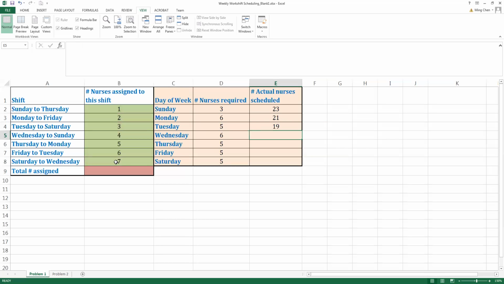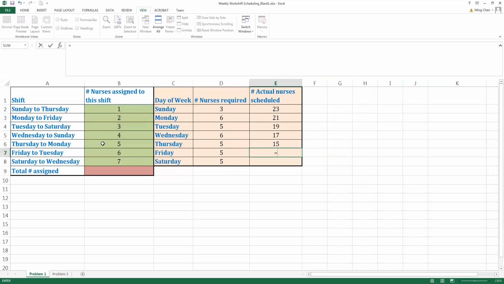Similarly, we can do this for Wednesday, Thursday, Friday, and Saturday. So I'll go over this quickly. For Wednesday, who's working on Wednesday? Sunday to Thursday, plus Monday to Friday, plus Tuesday to Saturday, plus Wednesday to Sunday, and plus Saturday to Wednesday. So these are the people who will be working on Wednesday. What about Thursday? Thursday will be Sunday to Thursday, plus Monday to Friday, plus Tuesday to Saturday, plus Wednesday to Sunday, plus Thursday to Monday.